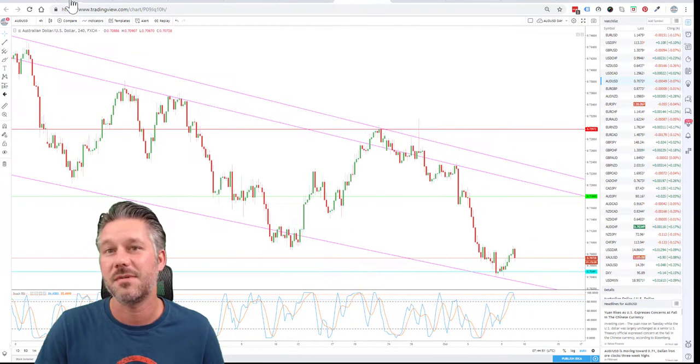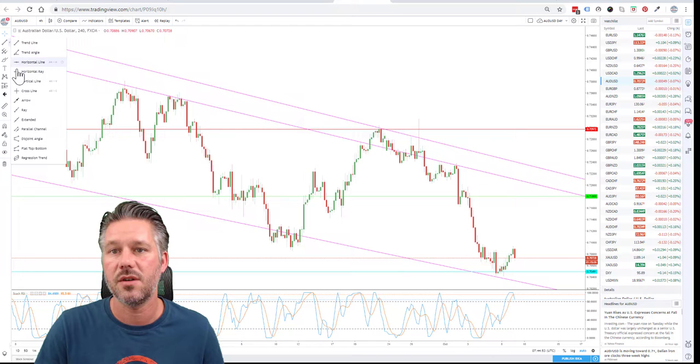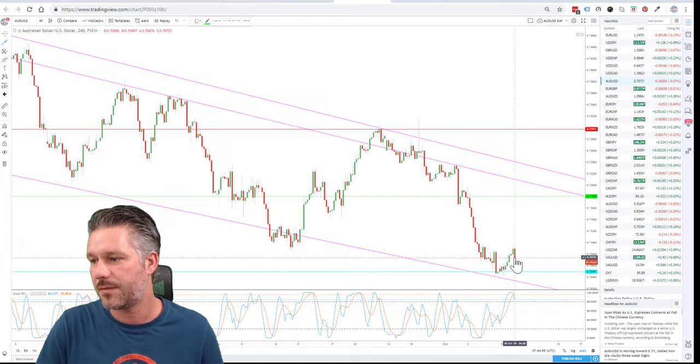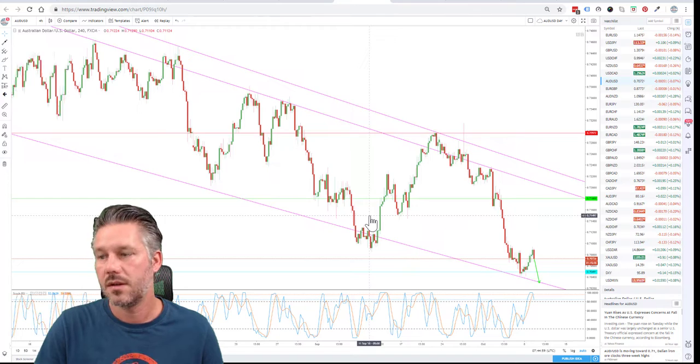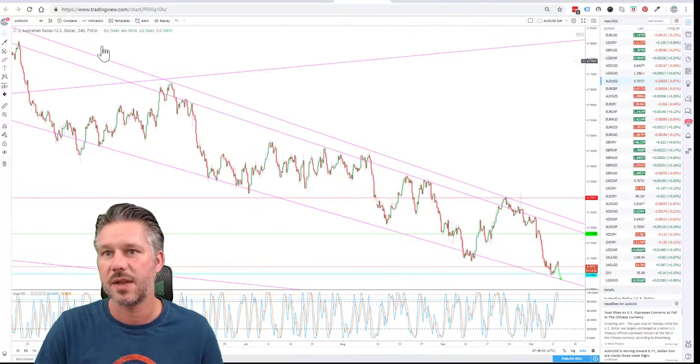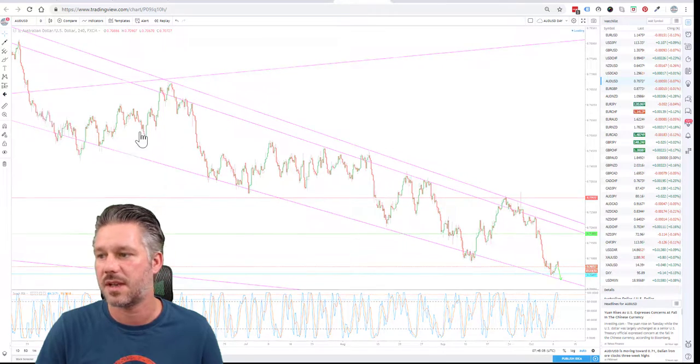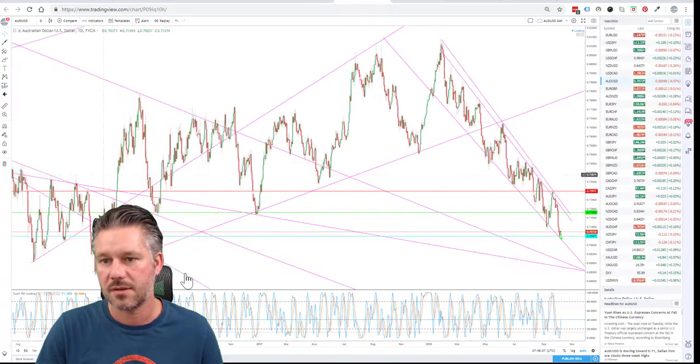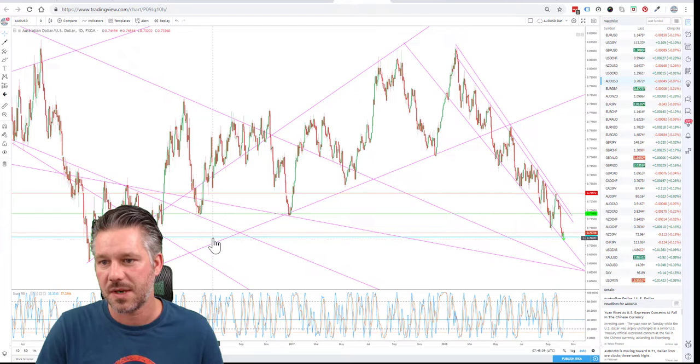This one is in a very similar situation, although you could argue that this one here, you could follow this down to here and then back up. So you can see again, it's testing that point there. If we go to a daily chart, we can establish where that true support line is, and it's probably a bit lower on this one actually, somewhere around there.